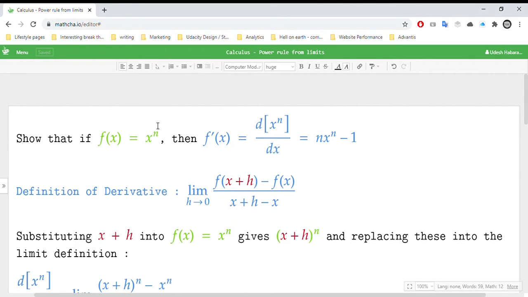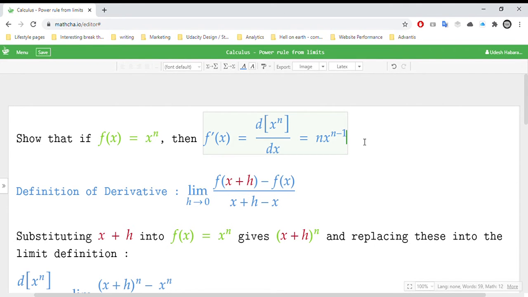Okay, so let's say we have the question: show that if f of x is x to the n, then f prime of x, which is the same as d/dx of x to the n, is equal to n x to the n. Oops, sorry, this should be n x to the power of n minus 1.